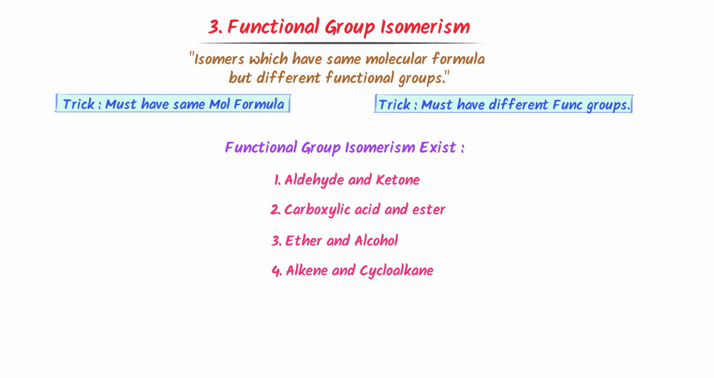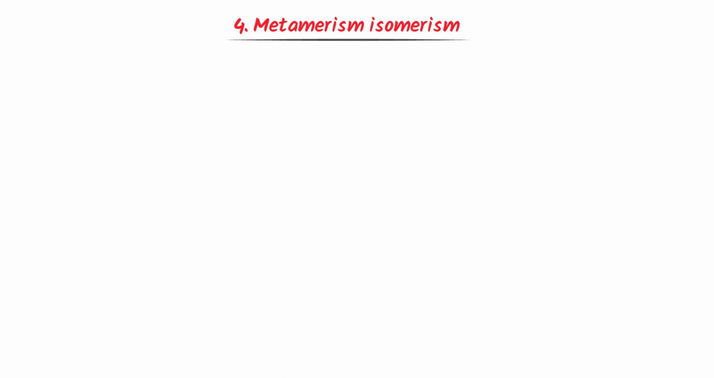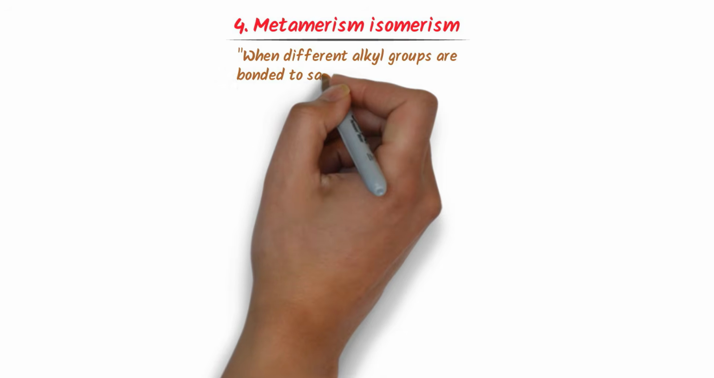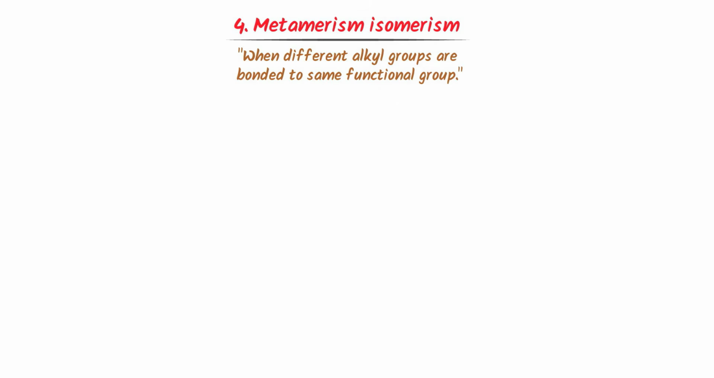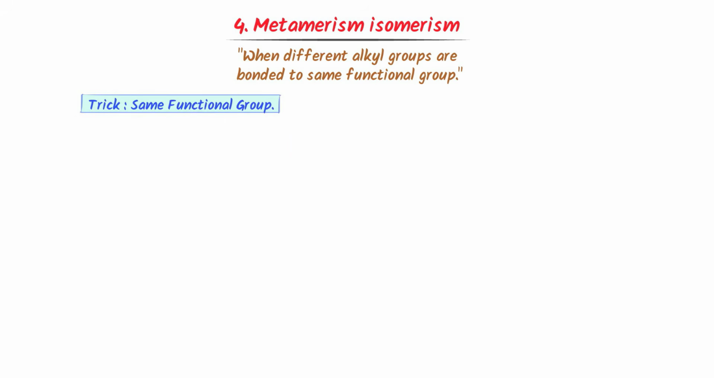Now we will learn the fourth type of isomerism, which is metamerism. Well, when different alkyl groups are bonded to the same functional group, it is called metamerism. The condition is same functional groups and different alkyl groups.